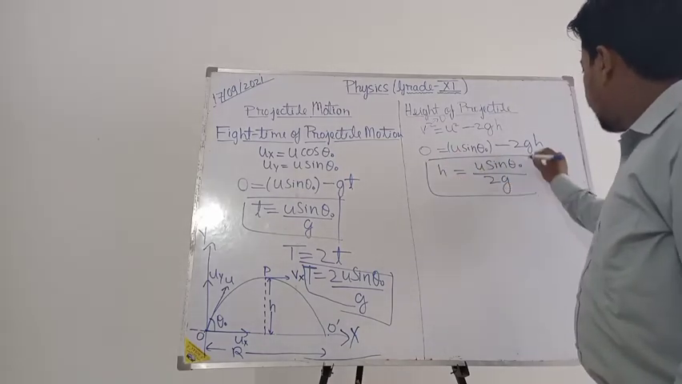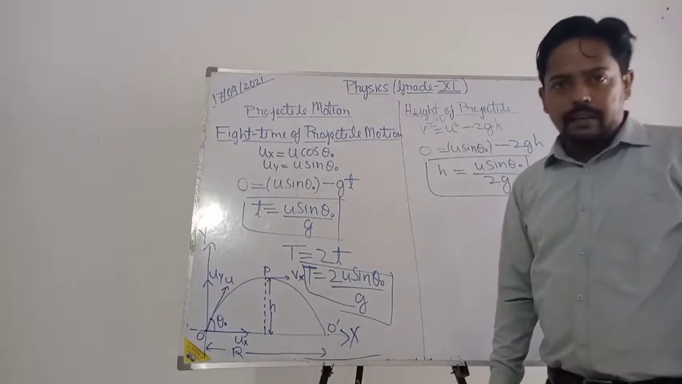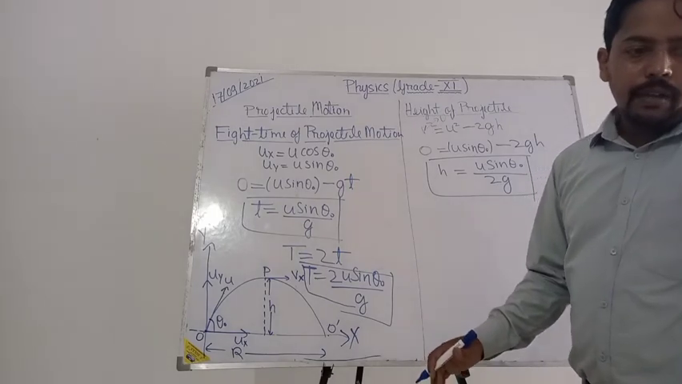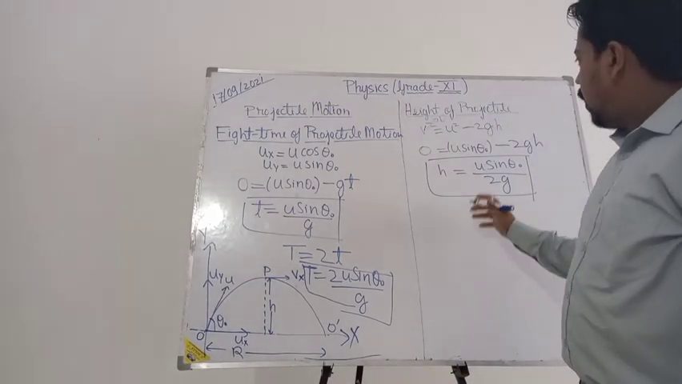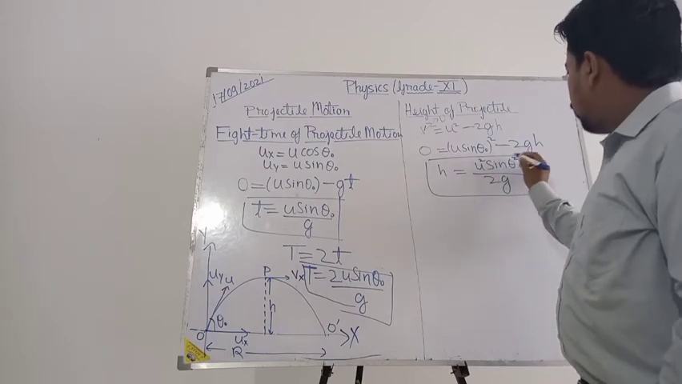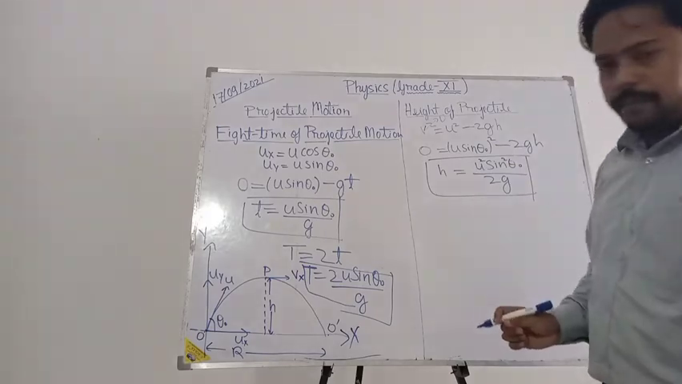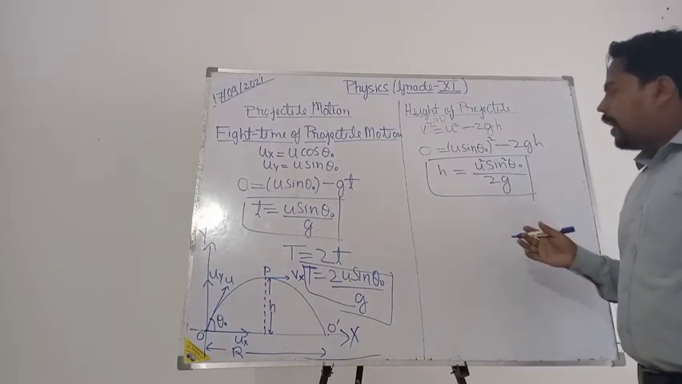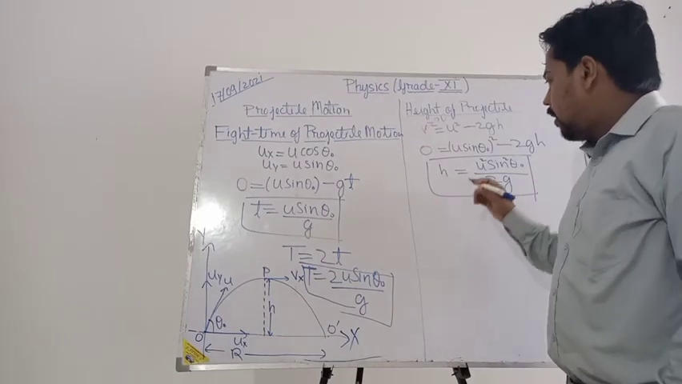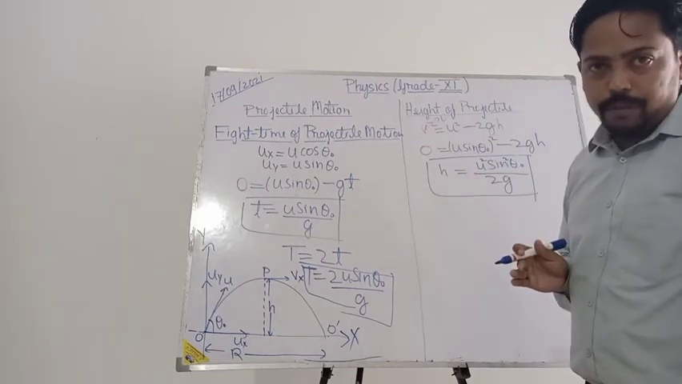This is the height which a particle can attain during the motion. Here we have to do the square, that comes out to be u square and sin square theta naught. This much the value will come. So this is the value of height which a particle attains in case of projectile motion.